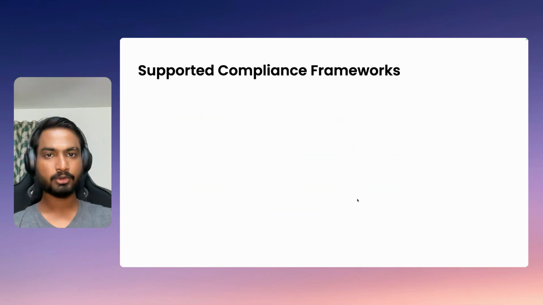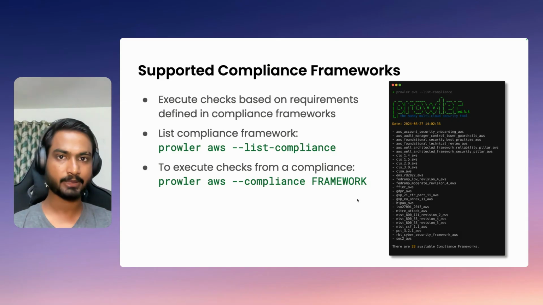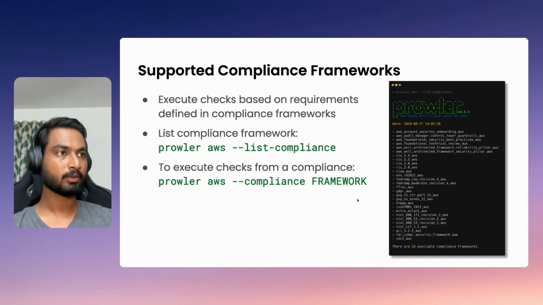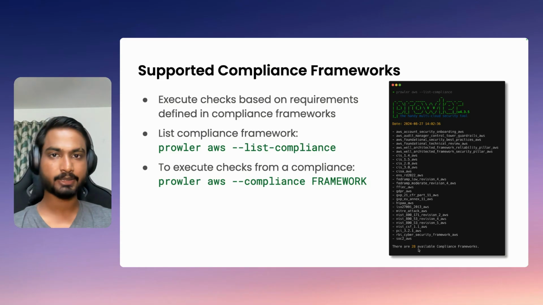Now let's move on to compliance frameworks. Prowler contains multiple checks based on the requirements from multiple compliance frameworks and best practice frameworks. Just like we listed the checks and the categories sometime back, you can also list the compliance frameworks available with Prowler. Just say prowler aws --list-compliance, and you will see that at the time of recording this video, there are around 28 available compliance frameworks.